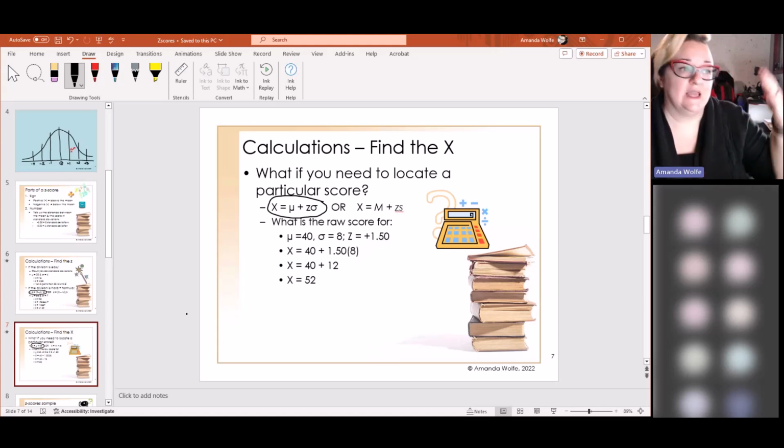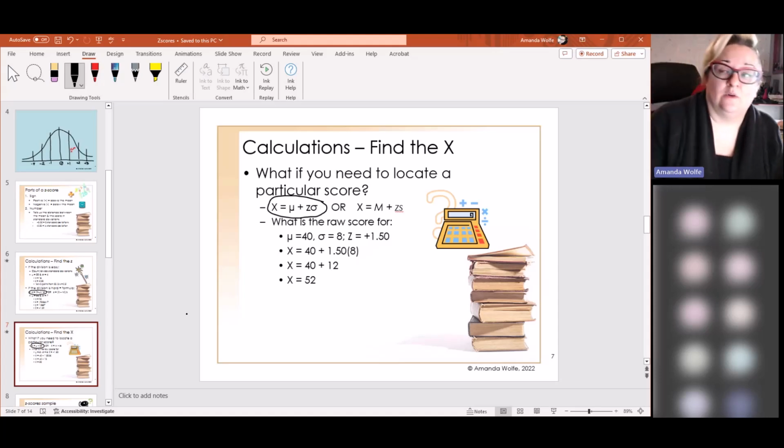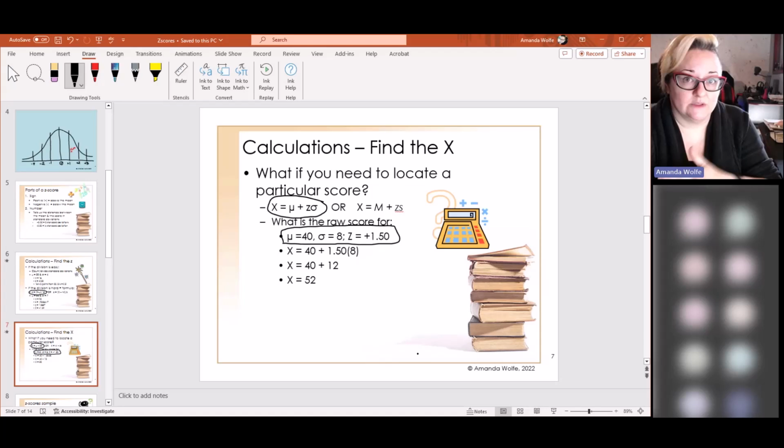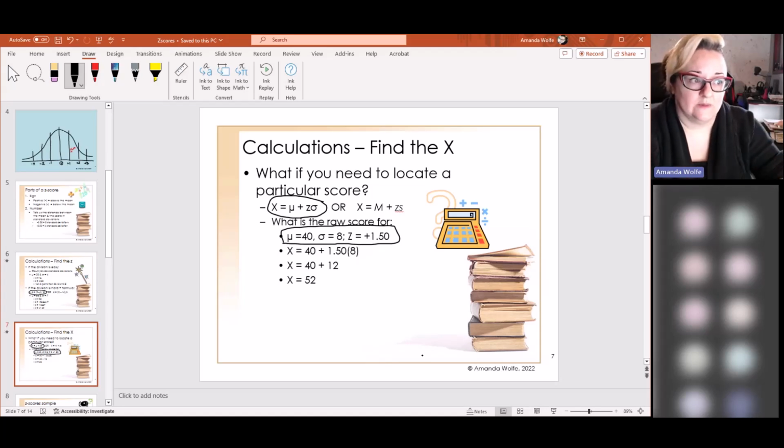So if Dr. Wolf says, hey, I need you to find the Z score for this, you find the one where it's Z equals. And if Dr. Wolf says, hey, what is the raw score that goes with this? Then you use the X. But again, all it is is plug and play here, right? So for this one, it says raw score X equals mu, which is the mean, plus the Z score times the standard deviation. I'm going to give you this stuff, so you're going to have the formula and you're going to have the numbers. You just have to know how to plug them in and use them, okay?